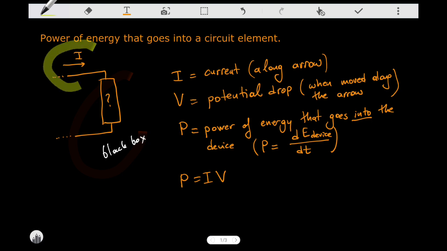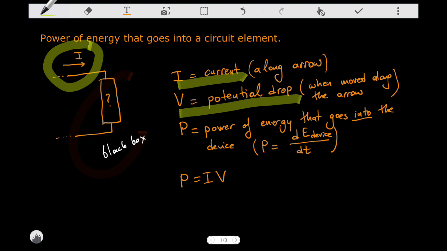We choose an arrow in here. This is our choice. We choose it in any way we want. And along that direction, we measure the current. So there's a current. We also measure the potential drop across the device along that direction. So these are the things that we know.